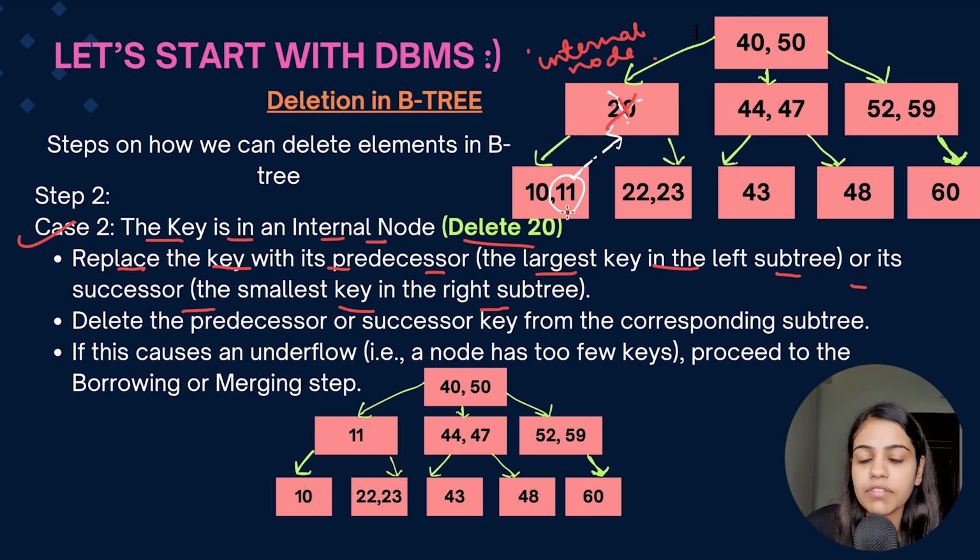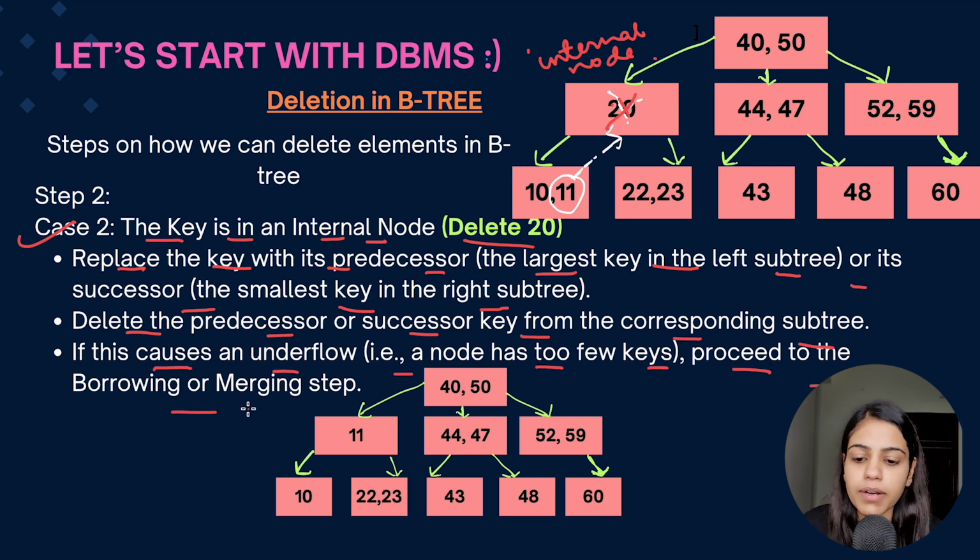Here we can replace it with 11 because the minimum number of keys required is 1. So if there is 10, the minimum number criteria is matching. Then delete the predecessor or successor key from the corresponding subtree. Now if this causes an underflow, meaning the node has too few keys, we have to proceed to the borrowing and merging step.